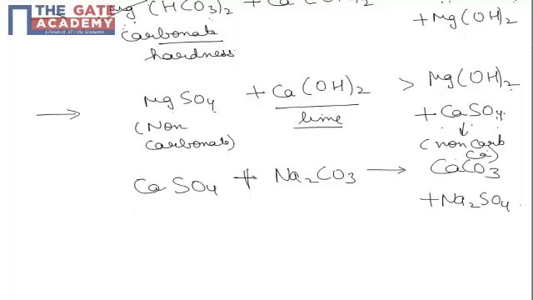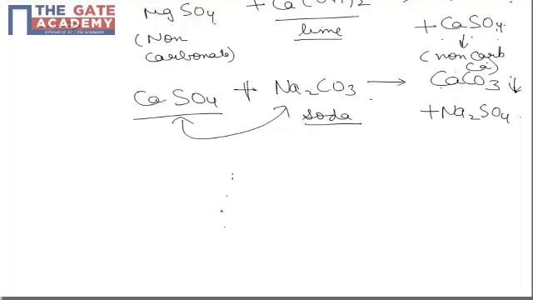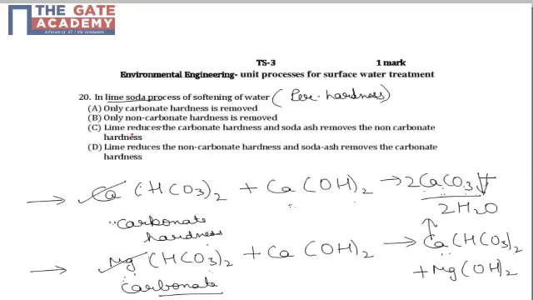of calcium, which in turn reacts with Na2CO3, that is soda, to form the precipitates of CaCO3 plus Na2SO4 that are finally removed. Hence, this completes the process of removal of permanent hardness. So it says that lime reduces carbonate hardness, exactly correct, and soda ash removes the non-carbonate hardness, absolutely true.